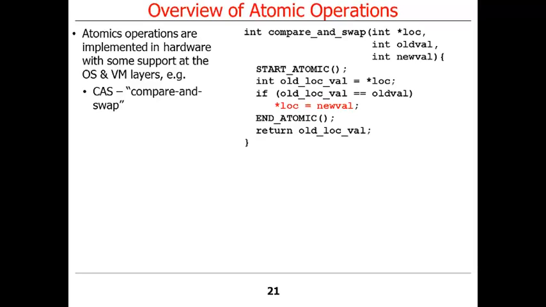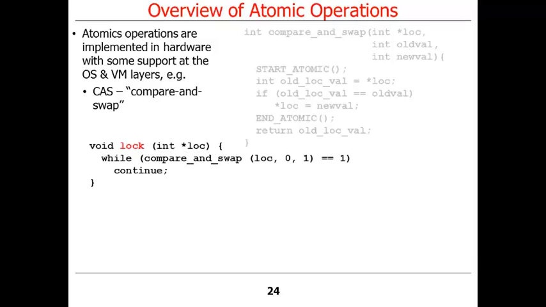So what's going to happen is you pass in this stuff. This is the location you care about. If and only if the value is equal, then you update, and then you return the old value, so you can find out what the value had been previously. Okay. And that's all done in an atomic region. So let's take a look then at how you would use this thing.